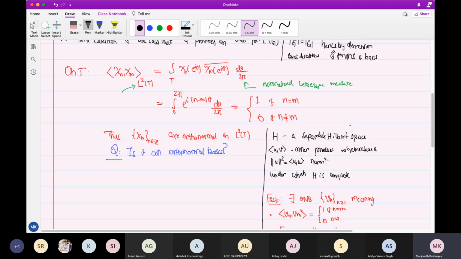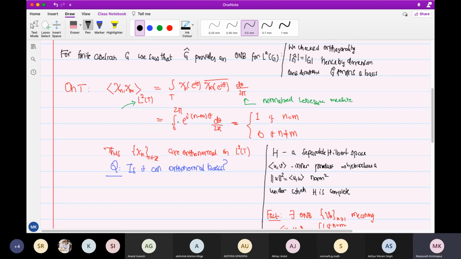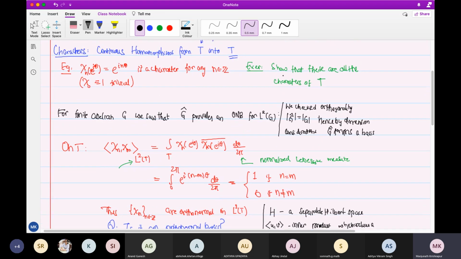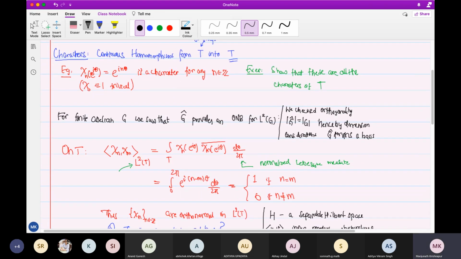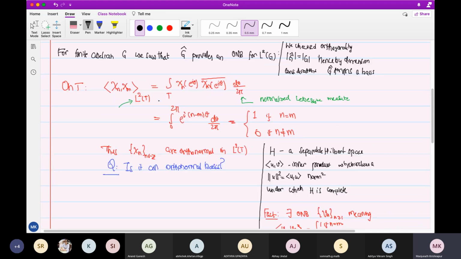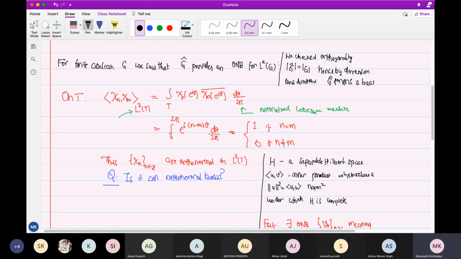So coming back, that is the question we are asking here. We have found an orthonormal set in L2 of T, namely the characters. These are all the characters. Question is, is it an orthonormal basis? Just to be clear, I gave an exercise to show these are all the characters. If there was one more character, it would have been orthogonal to this, but there isn't. But to show completeness, that's not the point. There should be nothing in L2 which is orthogonal to all these characters. Is that true?